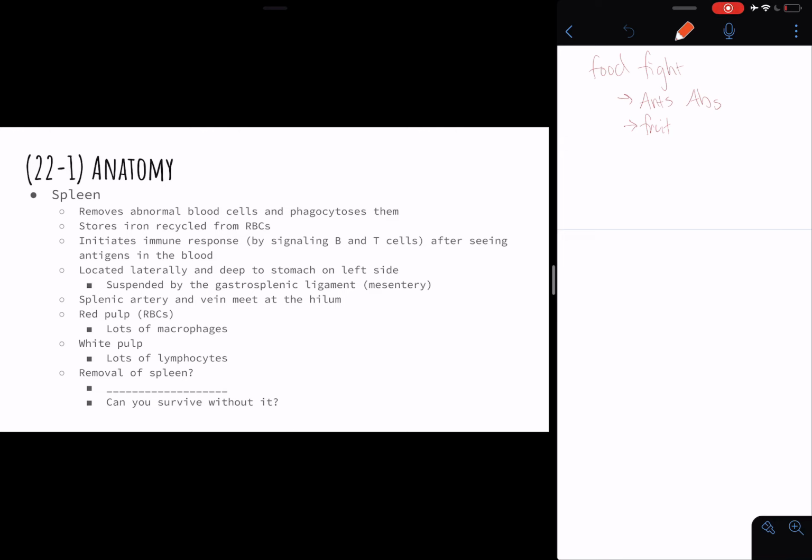Can you live without a spleen? Yes. Splenectomy would be the removal of a spleen. However, you still need some way of recycling your red blood cells and your white blood cells. So it's not an easy life to live, but it is possible.